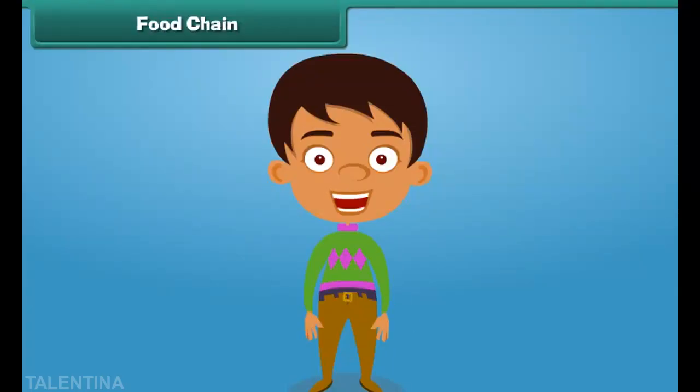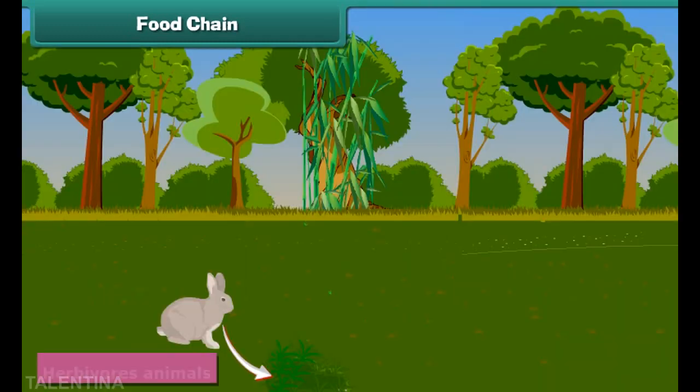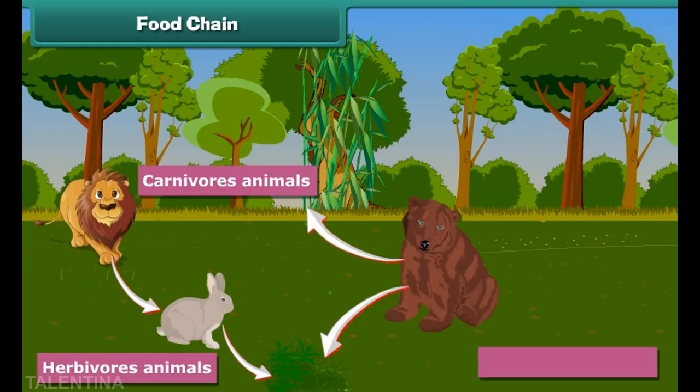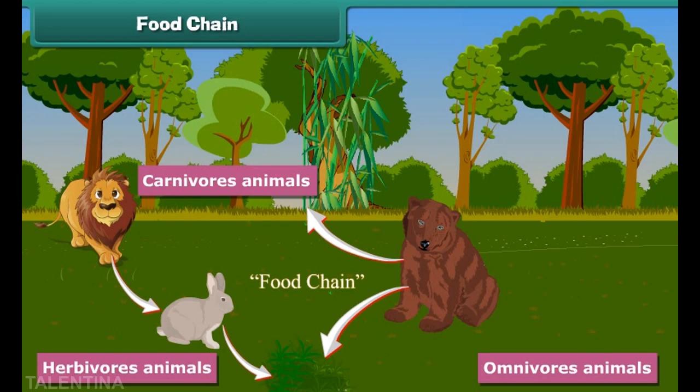Friends, do you know this fact that all animals are connected to each other? Actually, they all are dependent on one another for food. Herbivores eat plants to get nutrition. The carnivores eat the flesh of herbivores, while omnivores eat both herbivores and carnivores. A food chain is the sequence of who eats whom to obtain nutrition. For example, a rabbit eats grass and a lion eats a rabbit. A bear can eat both.